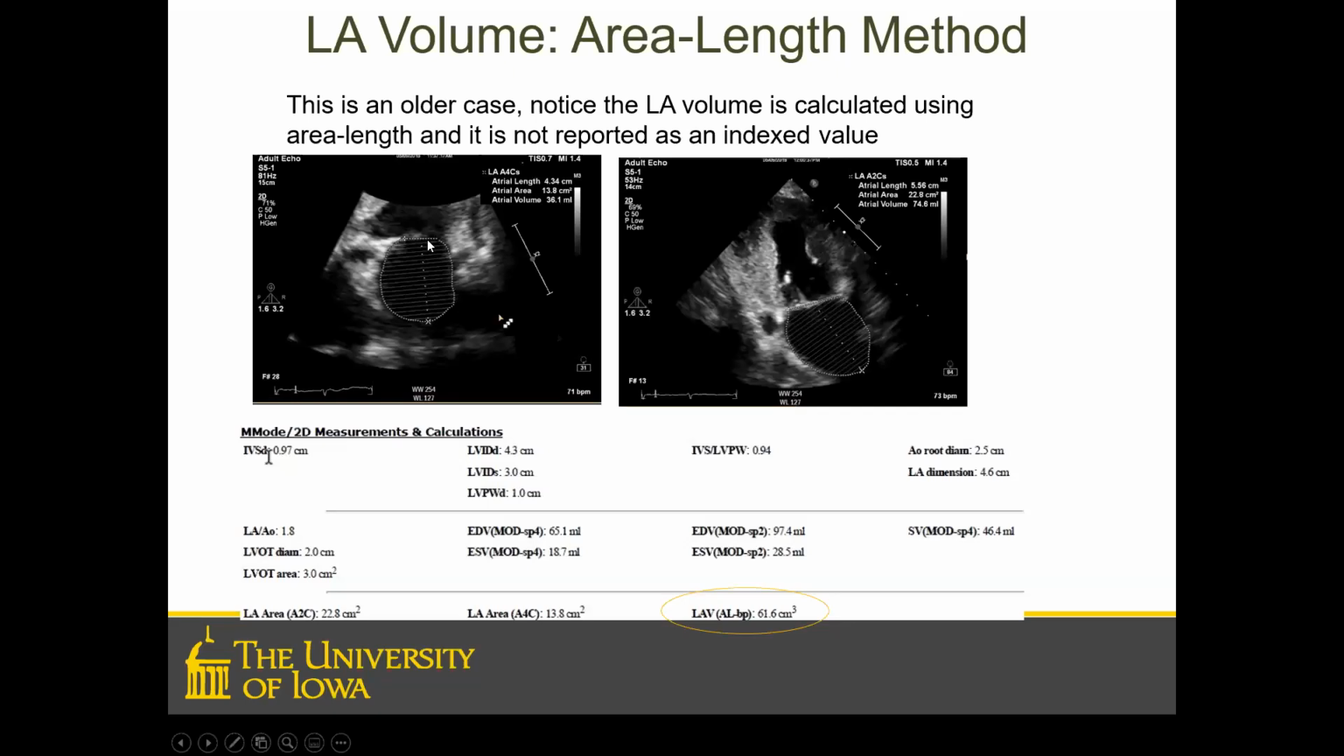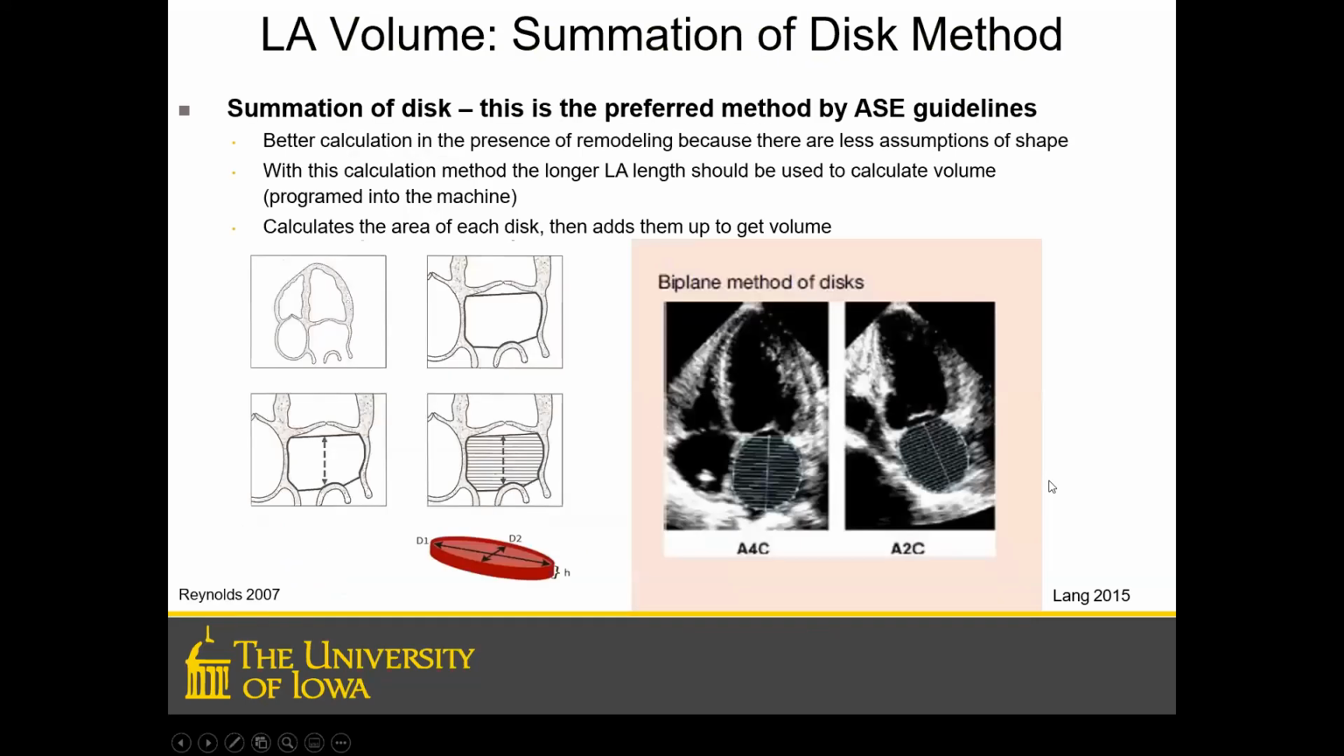preferred method of disk. But actually, the reason I had this in here, this is an older image, so in the report page, it reported LA volume, area length, biplane. Okay, so again, this is just a matter of how the equipment is set up and what it's reporting.